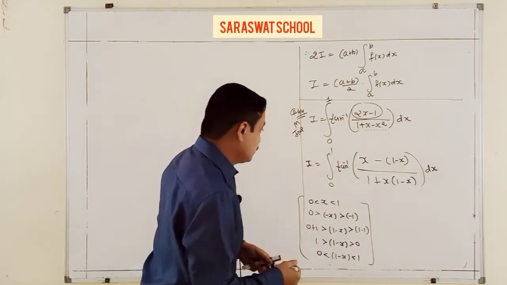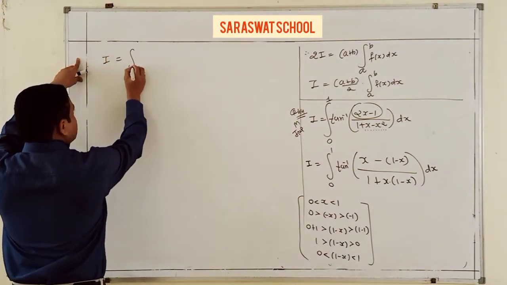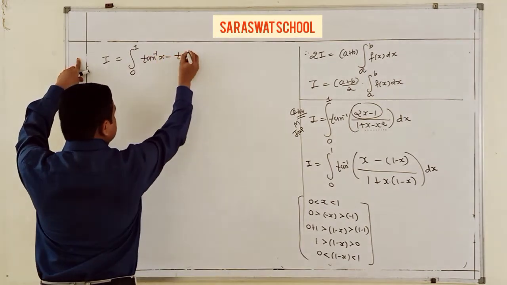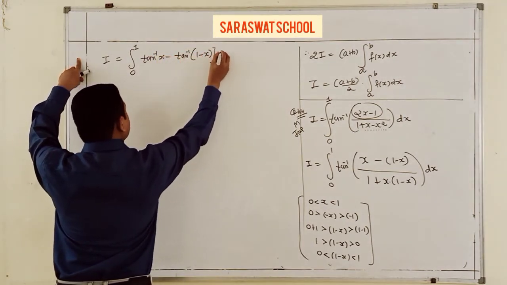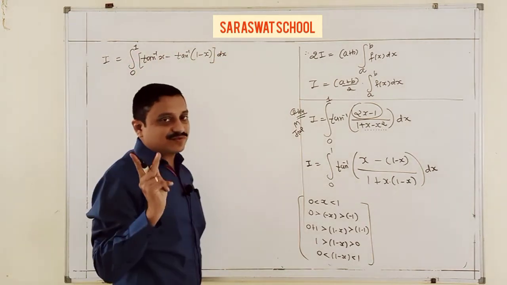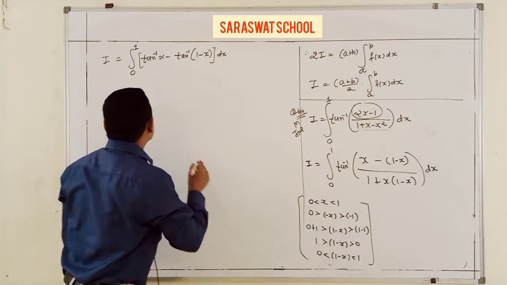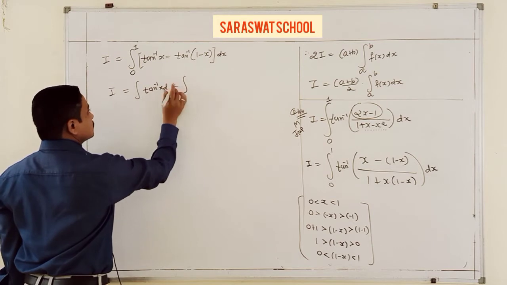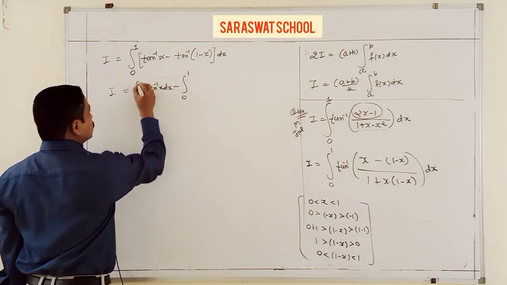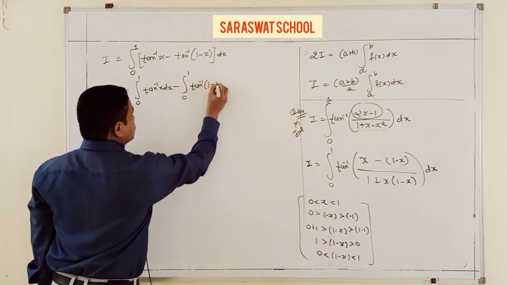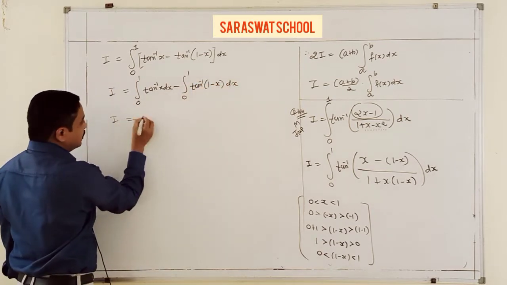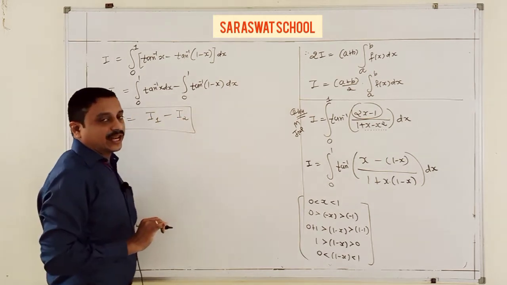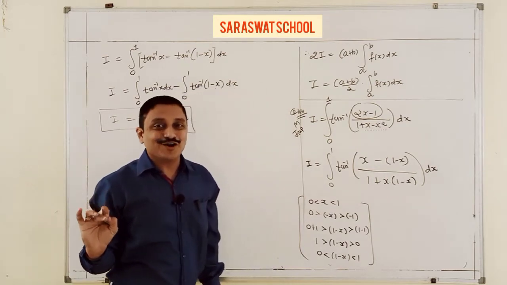So, my integration I 0 to 1 tan inverse x minus tan inverse 1 minus x. That is your second chapter formula, inverse trigonometry. So, I again going tan inverse x dx minus tan inverse 1 minus x. This considering I1, that considering I2, and I1 I2, any one you calculate, share it is same.